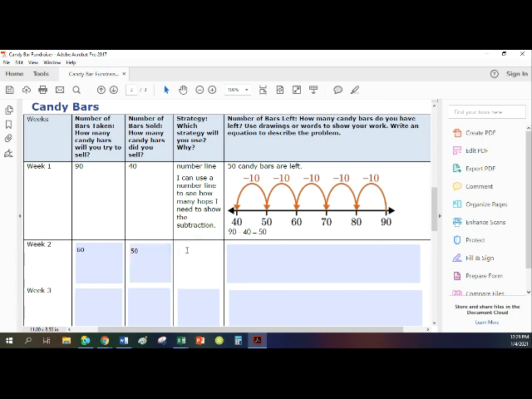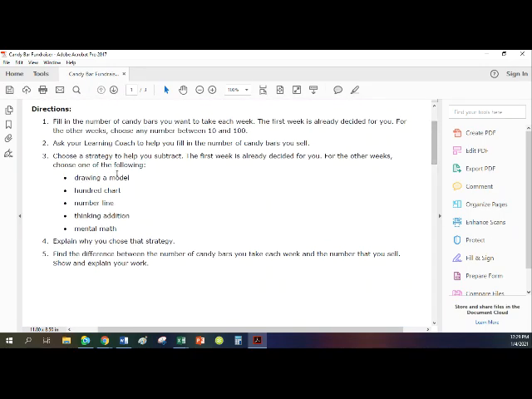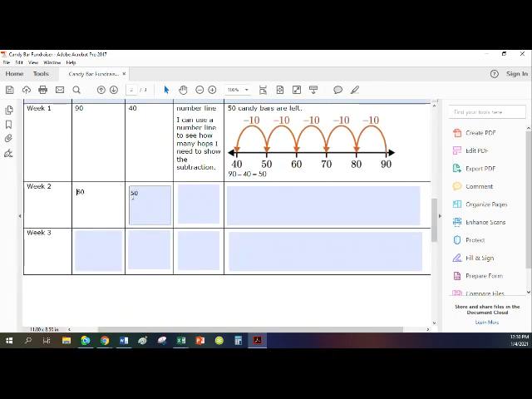Which strategy will I use and why? If you go to the beginning, you can see there are different examples shown. Drawing a model, 100 chart, number line, thinking addition, or mental math. And then I need to tell which strategy I chose and why I thought that worked best. Since these numbers are really close, 60 and 50, I'm going to choose mental math. Why did I choose it? Well, I know 6 minus 5 is 1. So I know 60 minus 50 is like taking away or subtracting one group of tens. So I know 60 minus 50 just leaves 10.